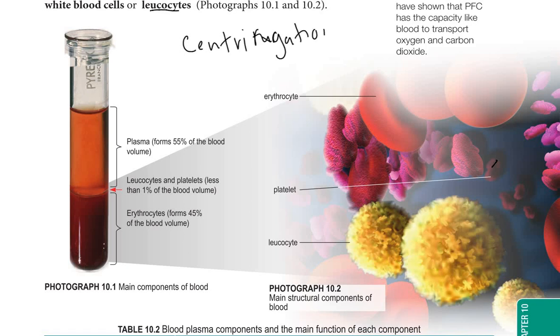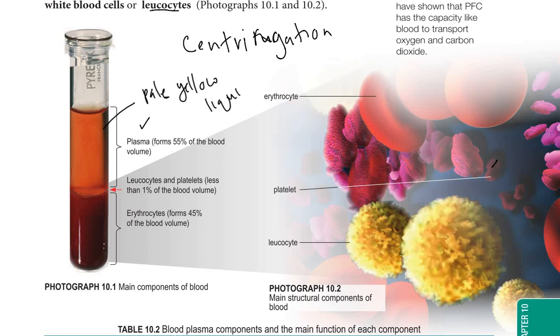centrifugation or centrifugal method. In this method, the blood will be spun at high speed, and then it can be separated like this. So separated into these 3 layers. Okay, the first layer is the plasma. Plasma forms 55% of the blood volume. So plasma is actually a pale yellow liquid.